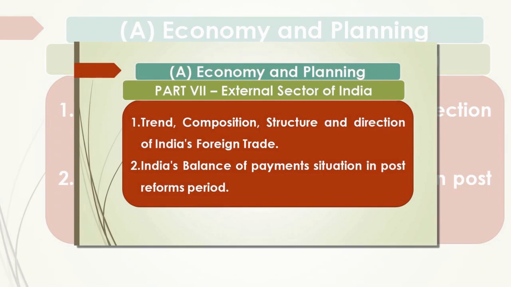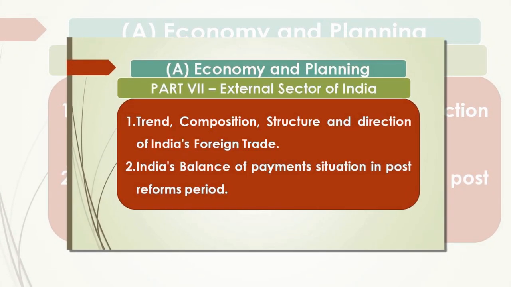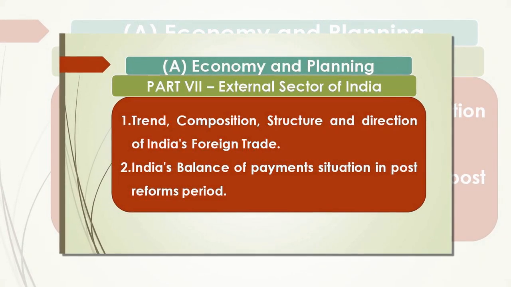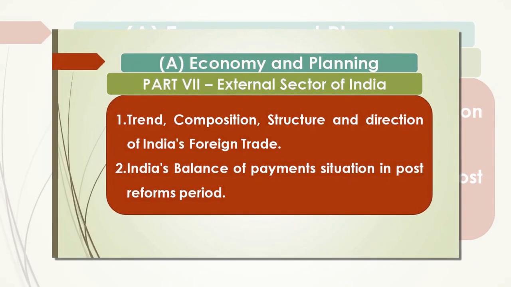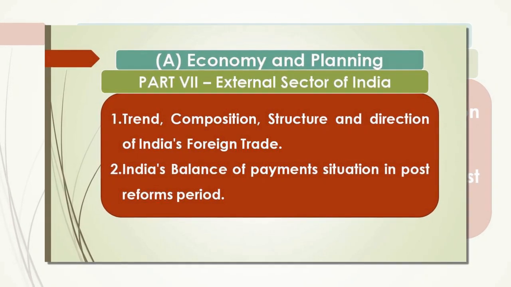Okay, then we have another area, that is, there are two broad areas that come under part 7, titled as External Sector of India. First one, trend, composition, structure and direction of India's foreign trade. Export of India, import of India. China is the largest trading partner of India and so on. Second area, India's balance of payment situation in post-reform period.